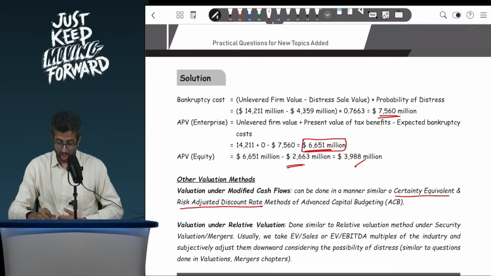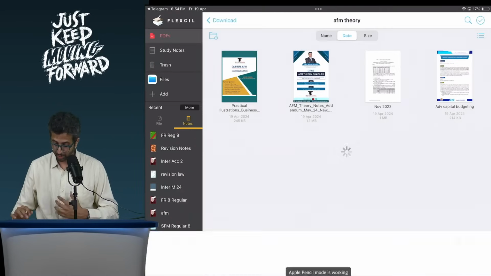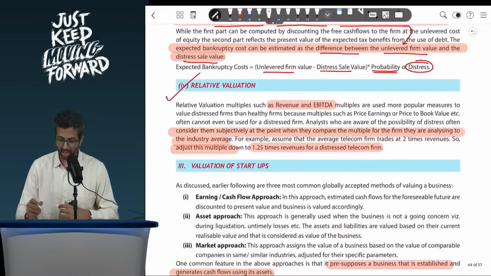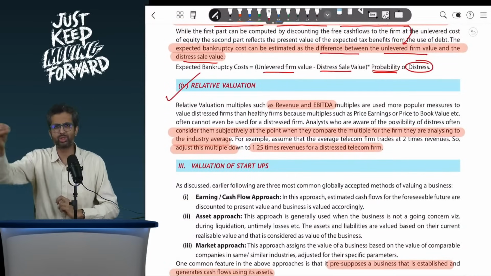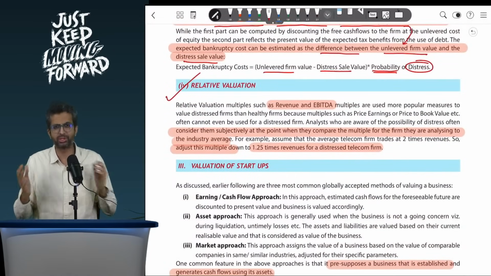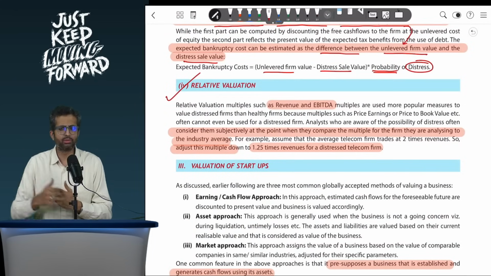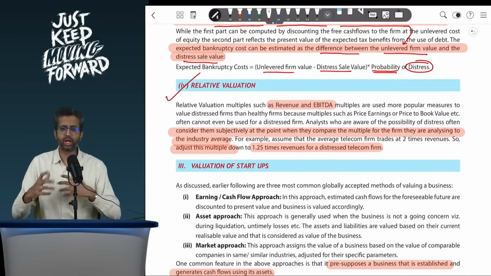Another method over here is the relative valuation method. If you see the theory, there's another method which is a relative valuation method. What happens in a relative value? You take a comparable company. Let us say there's a telecom company which is under distress, which is on the verge of closure. You will try to find the value of this company.